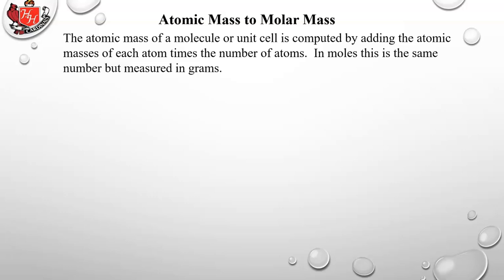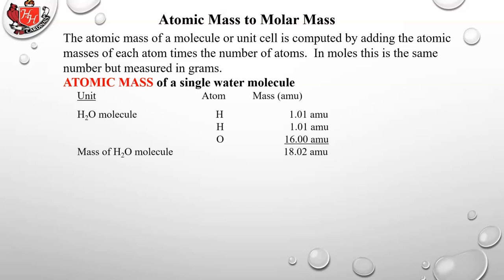The atomic mass of a molecule or unit cell is computed by adding the atomic masses of each atom times the number of atoms. In moles, this is the same, but the number is measured in grams. Atomic mass of a single water molecule.